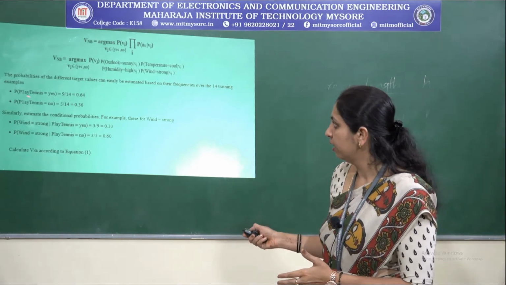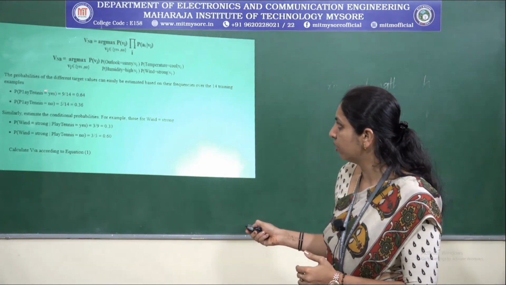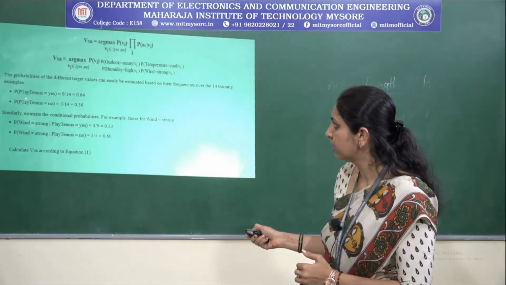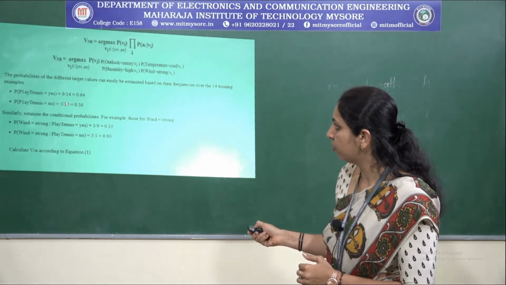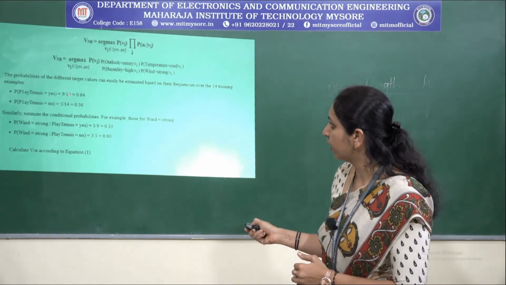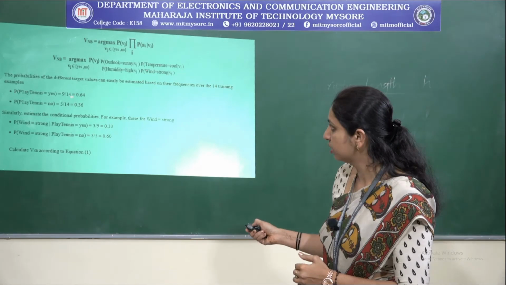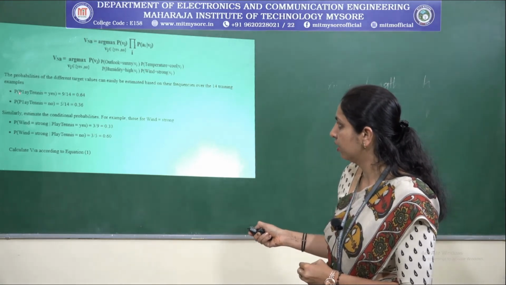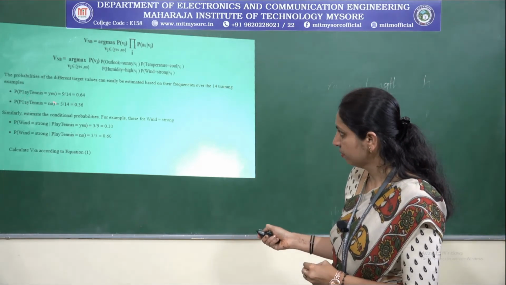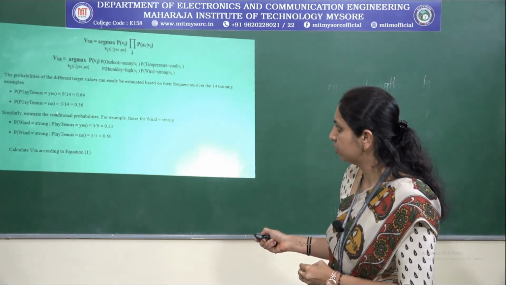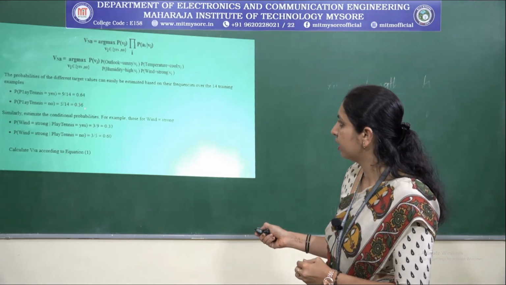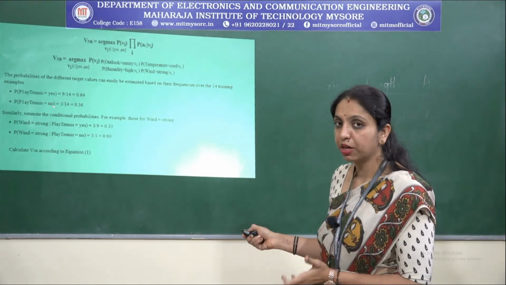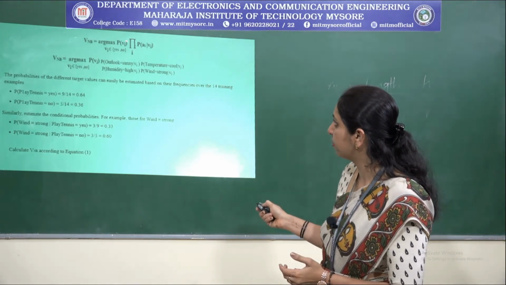As we have calculated, the probability of play tennis equal to yes is 9 out of 14, and similarly 5 out of 14 says no. So we need to find the probability. For yes we get 0.64, and for no we get 0.36. This is nothing but the prior probability, as we have defined.